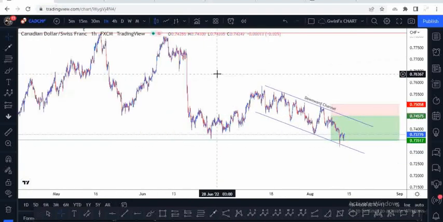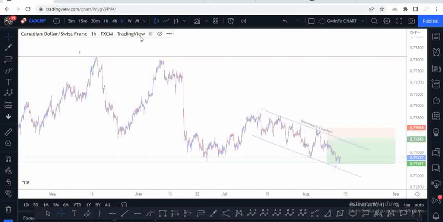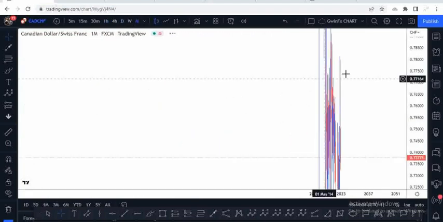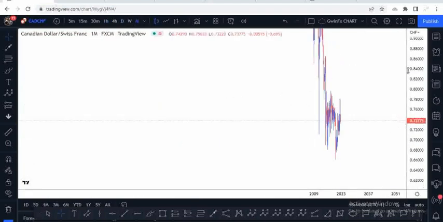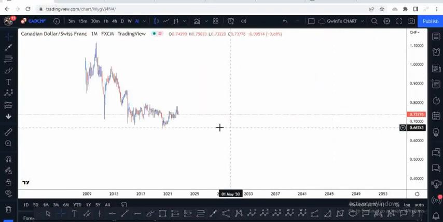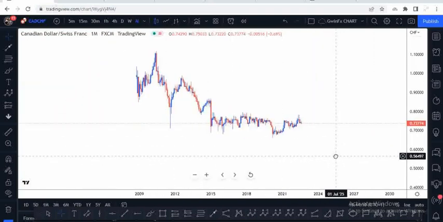First, I'm going to start from a higher time frame, say the monthly time frame. I want to start the analysis from that time frame because I want to share with you why I think certain things are going to happen in certain ways, using the Elliott Wave concept.